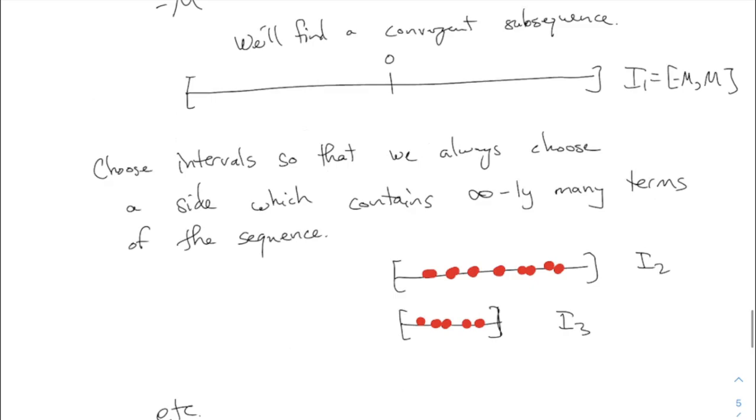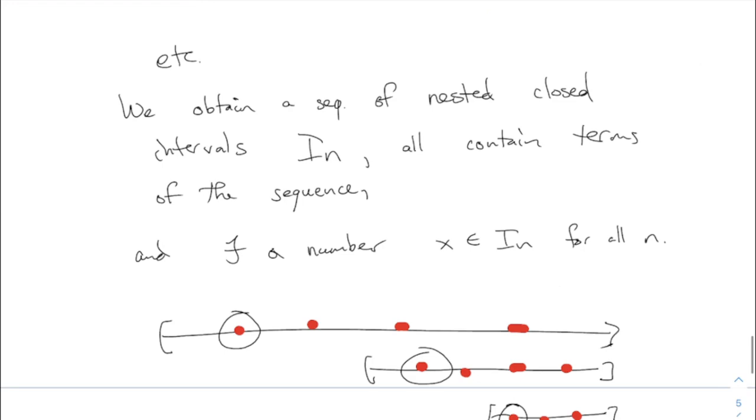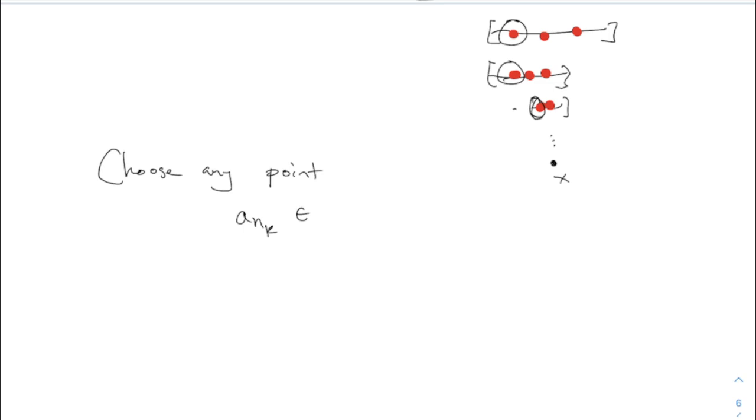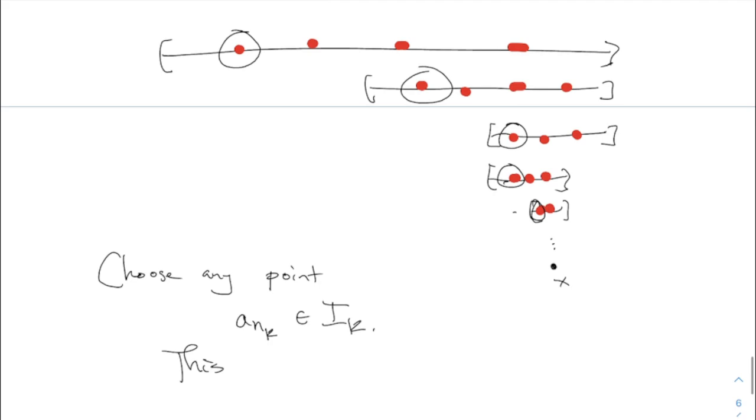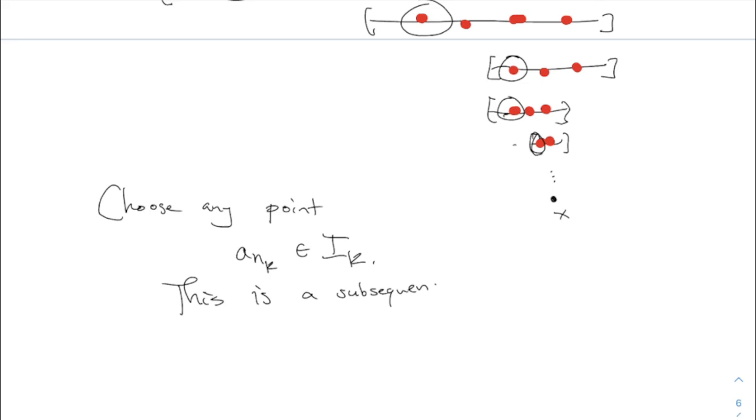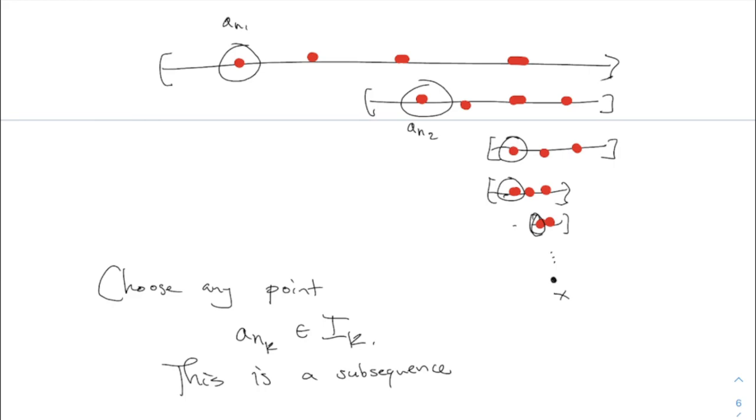What was my original sequence called? Sorry, did I call it anything? A_N, all right, so I'm going to choose any point, let's say A_{N_K} in I_K. This makes a subsequence where each one is in the next interval here. This is a subsequence. Like on the picture here, this would be A_{N_1}, this would be A_{N_2}, this is A_{N_3}, A_{N_4}, etc. This is a subsequence which converges to X.